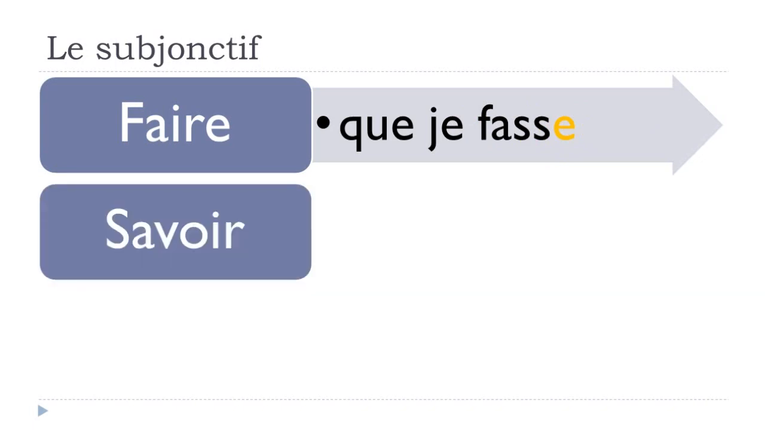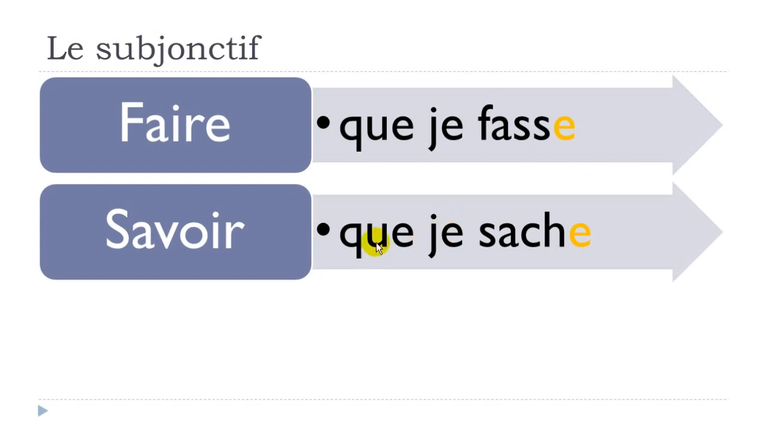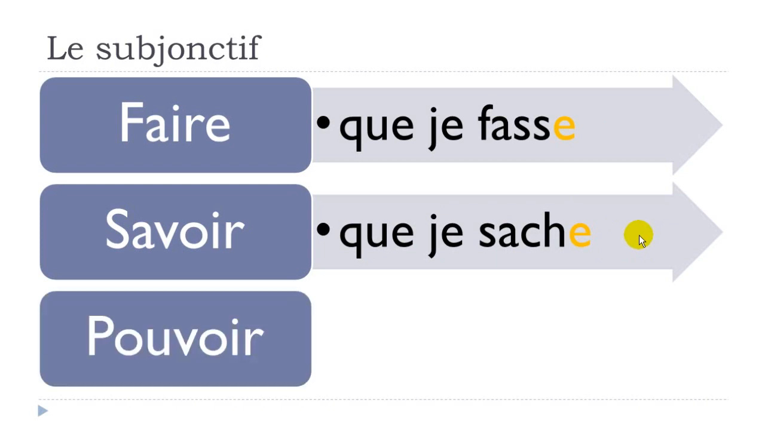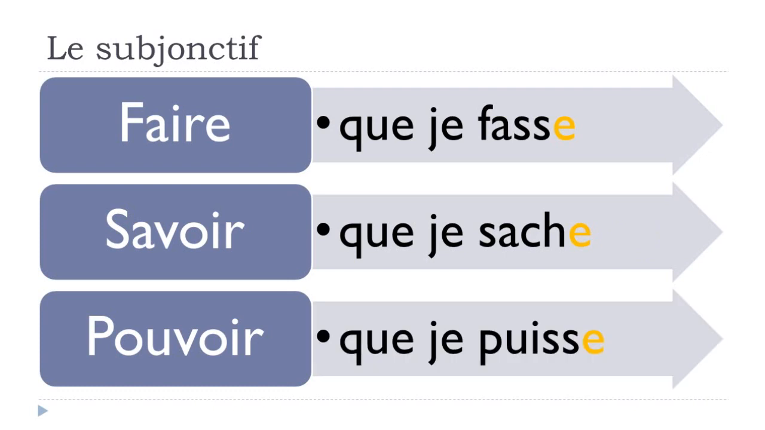All right? Savoir will give you que je sache. Okay? Same thing here. You will take the ending away, and after that you will put the endings that we saw, es, ions, iez, ent, according to the person, of course. And then pouvoir, can, will give you que je puisse. Exactly the same thing here. You take the ending away, and then you put the endings according to the person.